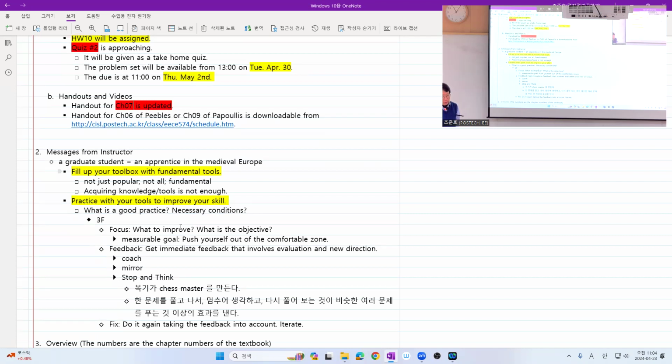And researchers have found some necessary conditions for good practice, and you can remember these 3 Fs. First, you have to focus on what to improve. Second, you need immediate feedback in the practice. And third, you need to fix after realizing what is wrong and what can be performed differently.